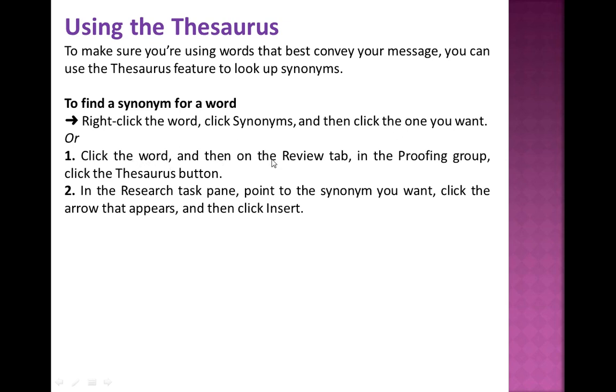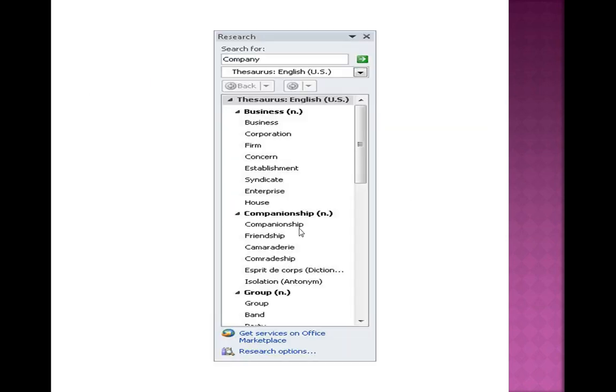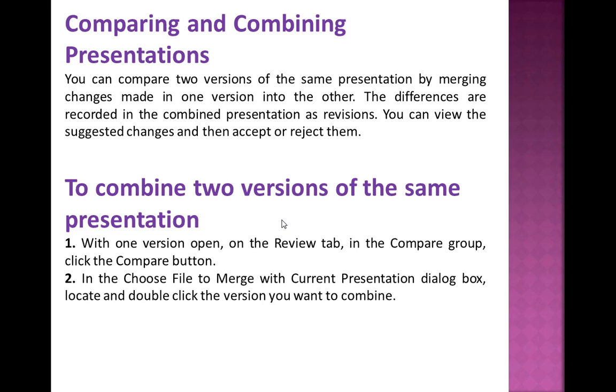Or click on the word, go to the Review tab, go to the Proofing group and click the Thesaurus button, or go to the Research task pane, point to the synonym that you want, click the arrow and then click Insert. This is the thesaurus box. You can search for company. These are the different synonyms that are available for company.